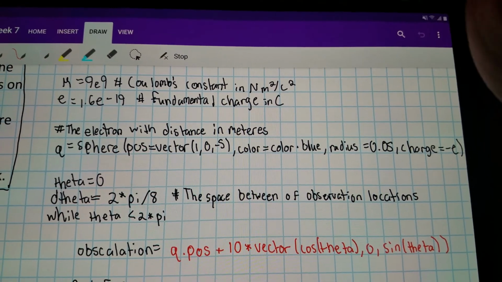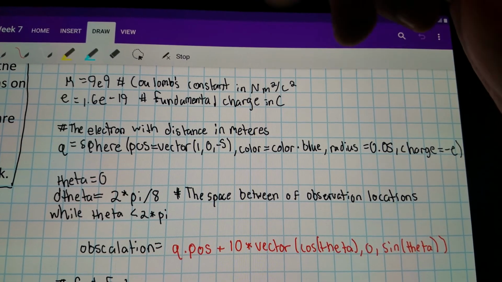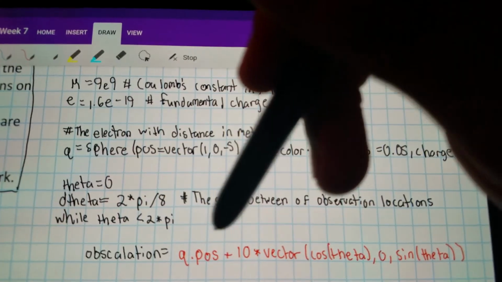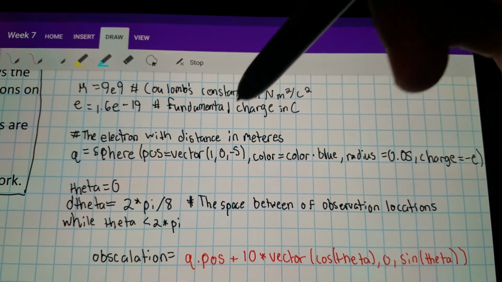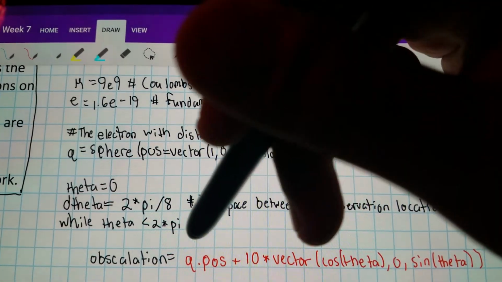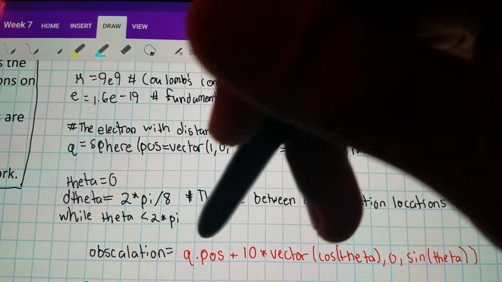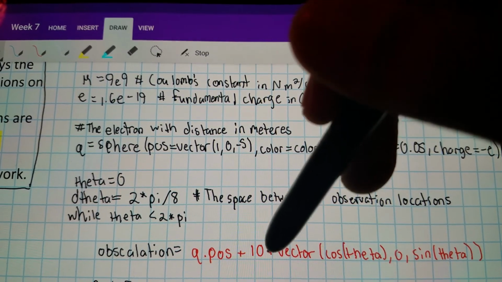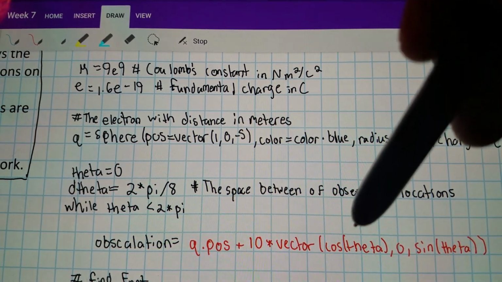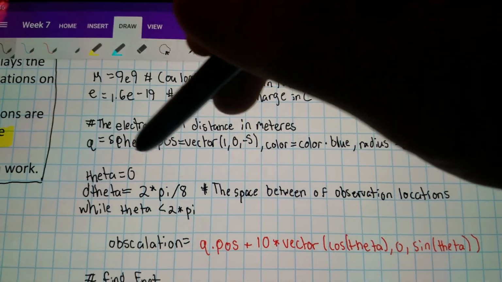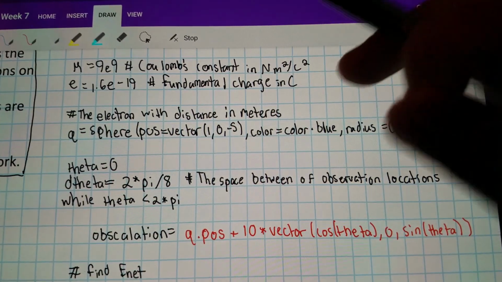So first step is to calculate an obsculation vector. Obsculation is basically another word for observation point, and since we know that our observation point is 10 centimeters away from that original source location of the charge, we can just add that on to the charge position. So q dot pos, that calls back to our q here and calls to its position vector, and then add that to 10 times the vector of cosine of theta, sine of theta.